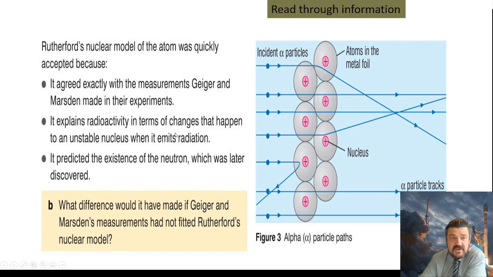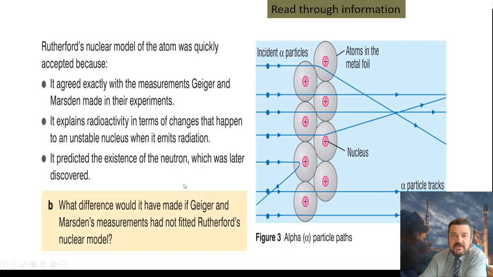It explains radioactivity in terms of changes that happen to an unstable nucleus when it emits radiation. And it also predicted the existence of the neutron, which was later discovered. Now, a little sort of thought experiment to yourself. What difference would it have made if Geiger and Marsden's measurements had not fitted Rutherford's nuclear model?